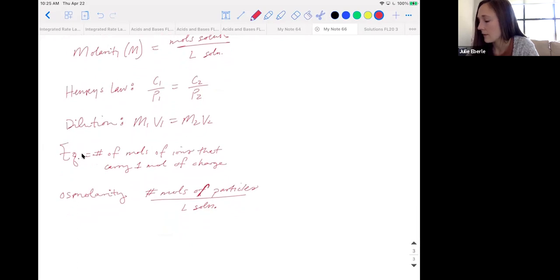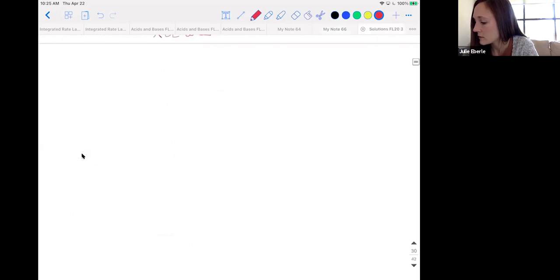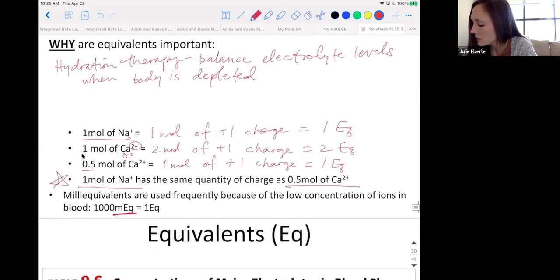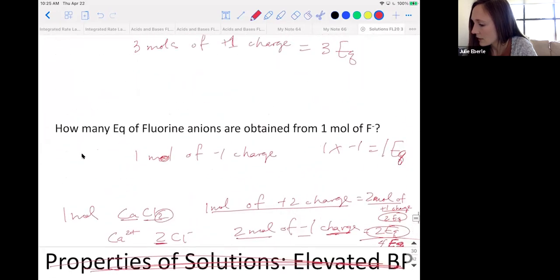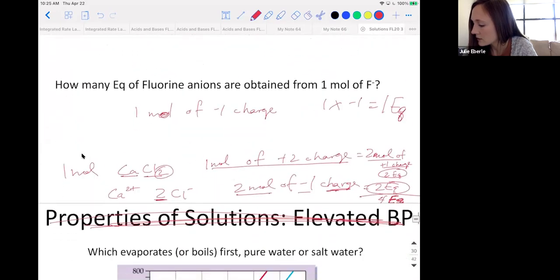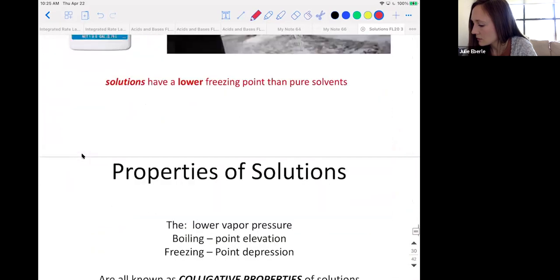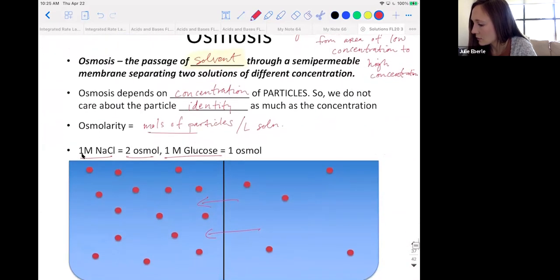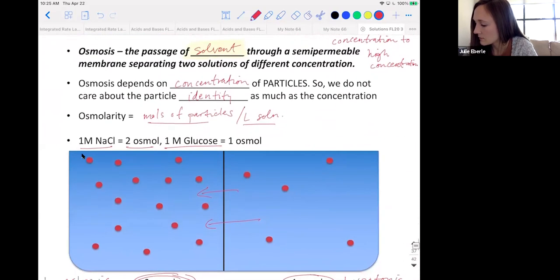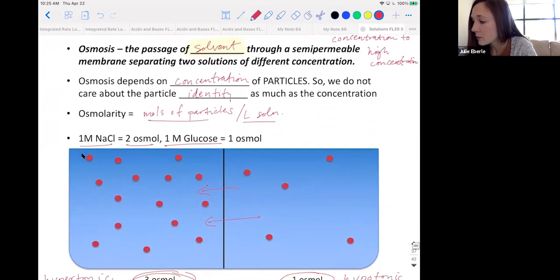And what else did we have? Do we have anything else? There are examples where we're calculating equivalence on these things. We skipped over colligative properties. We talked about osmosis. Yeah, number of moles of particles per liter of solution. And then the vocabulary words that go with that.